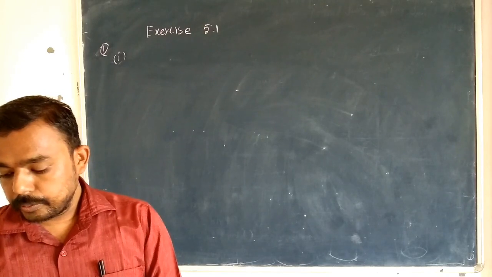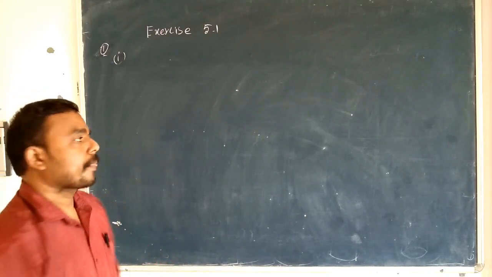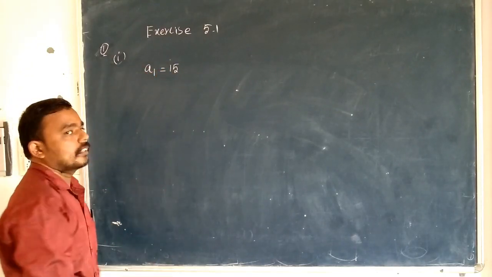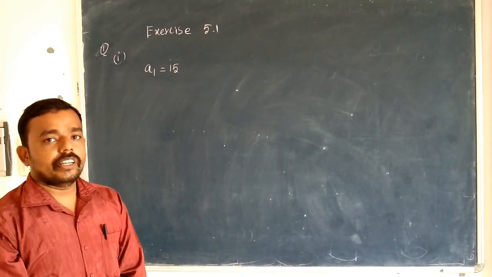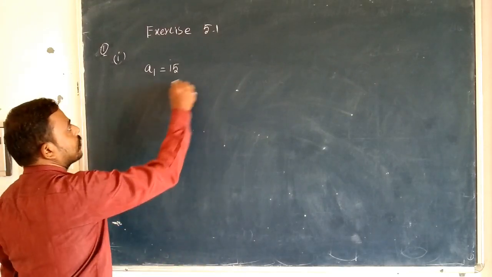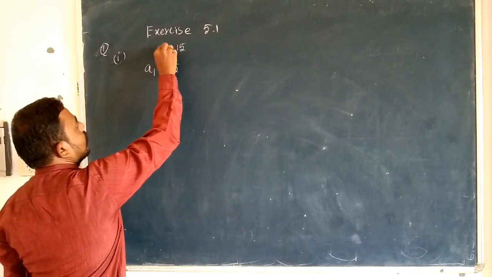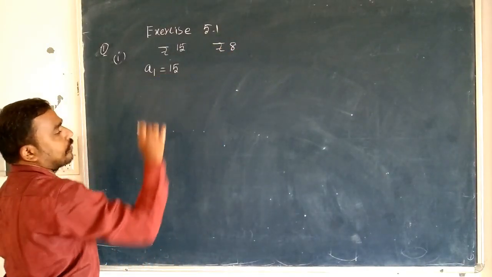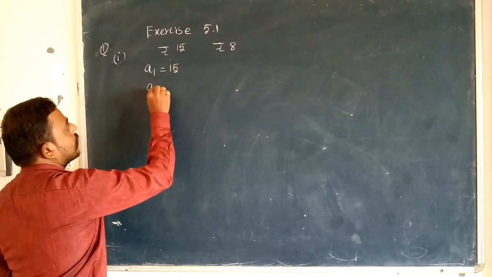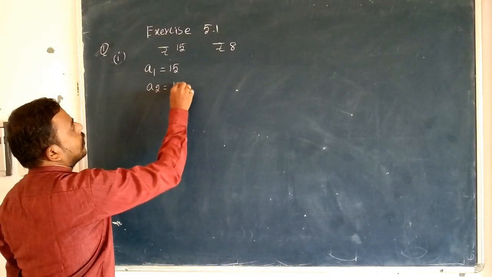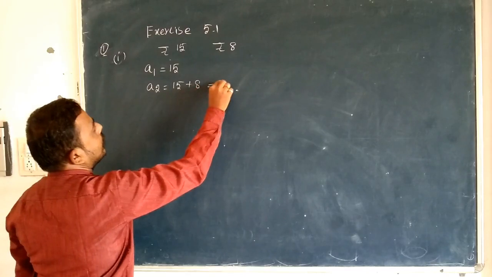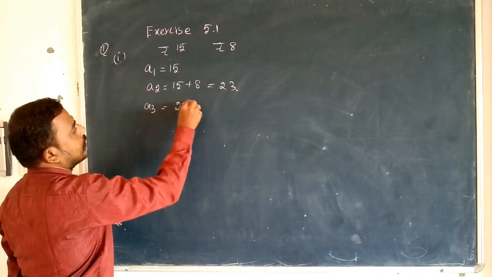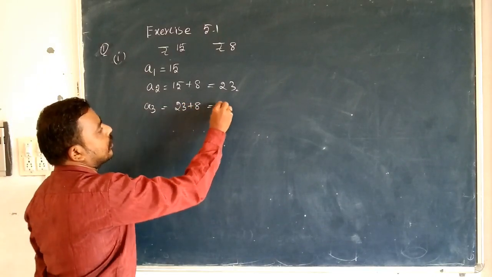The fare is rupees 15 for the first kilometer, and for each subsequent kilometer it is rupees 8. Now consider the first term 15, and the second term is nothing but 15 plus 8, so 23. And the third term is nothing but 23 plus 8, so 31.